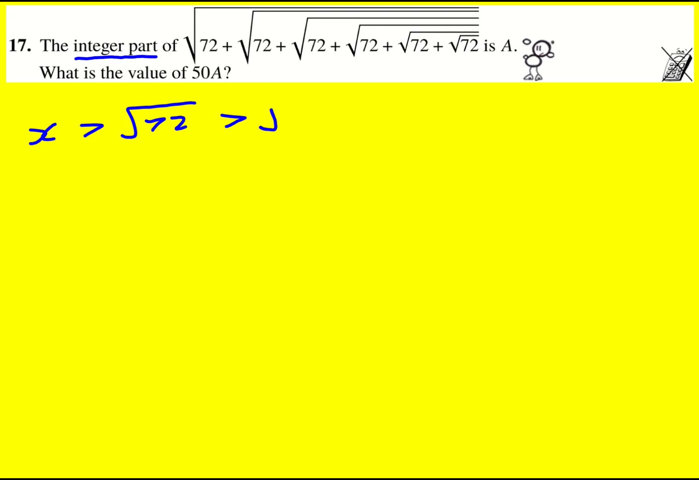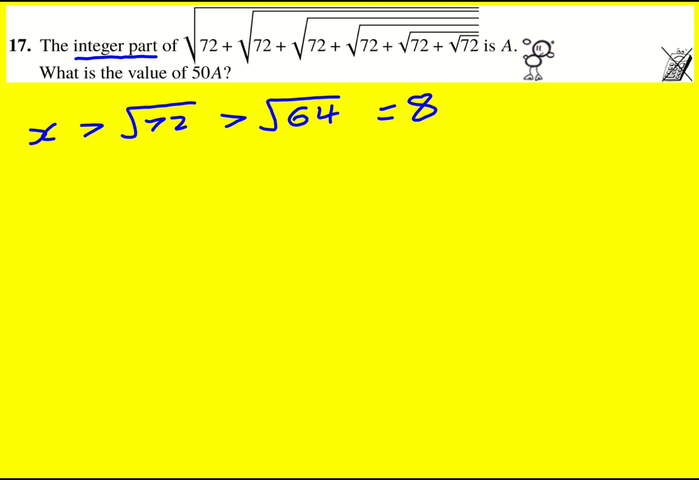Now, root 72 is going to be bigger than the square number that's below it, which is root 64, which is 8. So I know that x is going to be bigger than 8. It's just, could it be 9, could it be 10, could it be 11? So that's why I need to think about an upper bound for it. And this takes the most thinking, because how can we work out an upper bound for that?